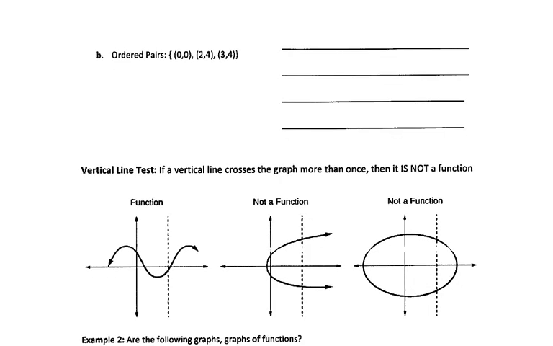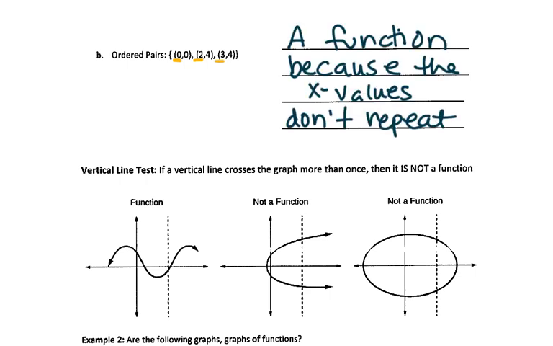All right, second one is ordered pairs. So again, I look at just the x's, so 0, 2, and 3. None of these repeat. So this means that these ordered pairs are a function. The way that you could say it is that it's a function because the x values don't repeat.